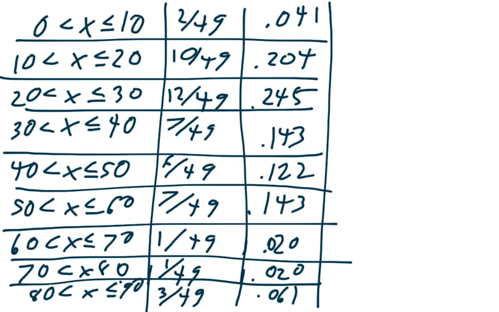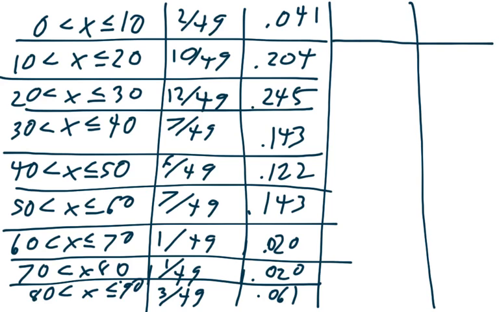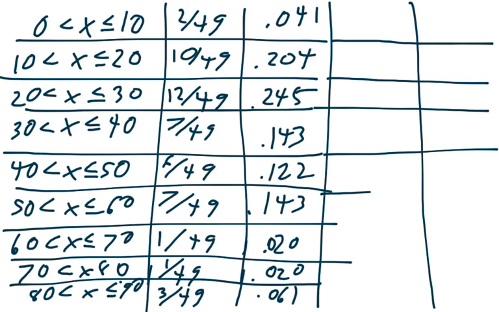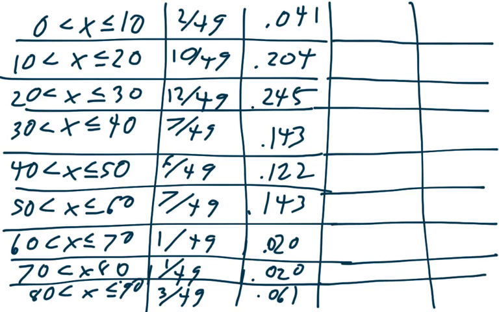Now the next part is to do the cumulative frequency. Over here, I'm going to put down how many, including the ones that we passed. We're still at 2 over 49, which is still 0.041. But now the 2 plus 10 more means we're up to 12 over 49, which turns out to be 0.245.